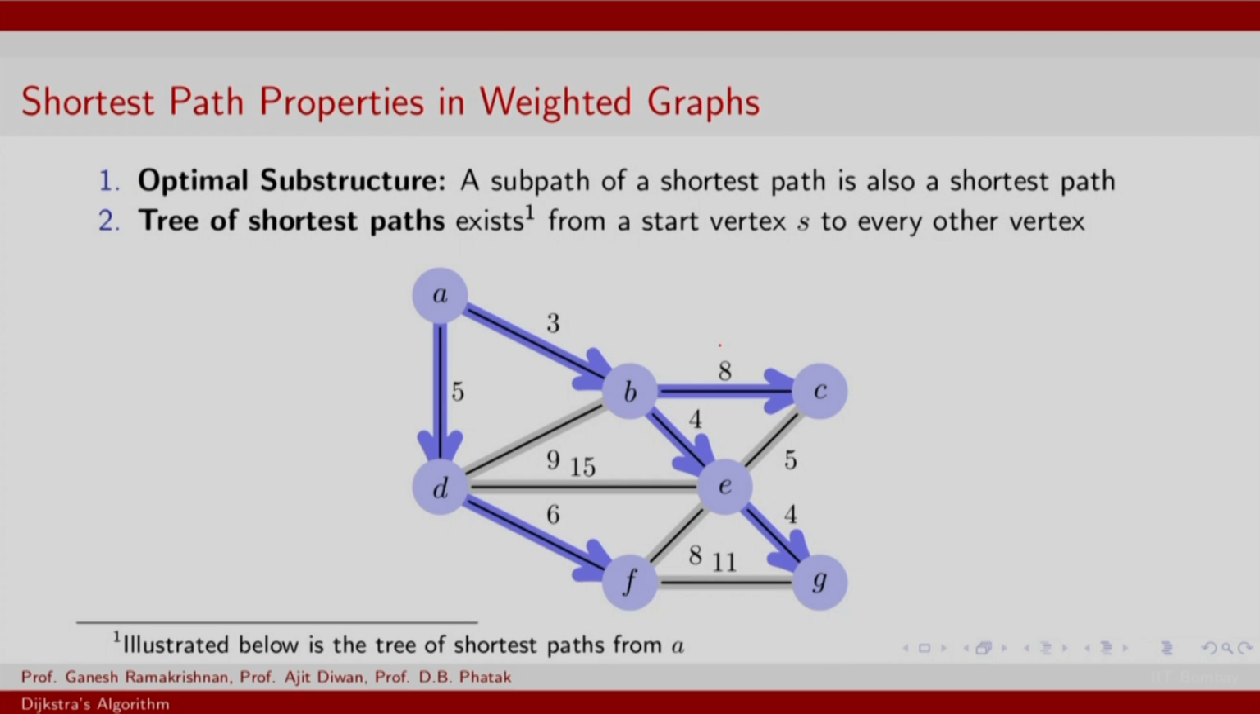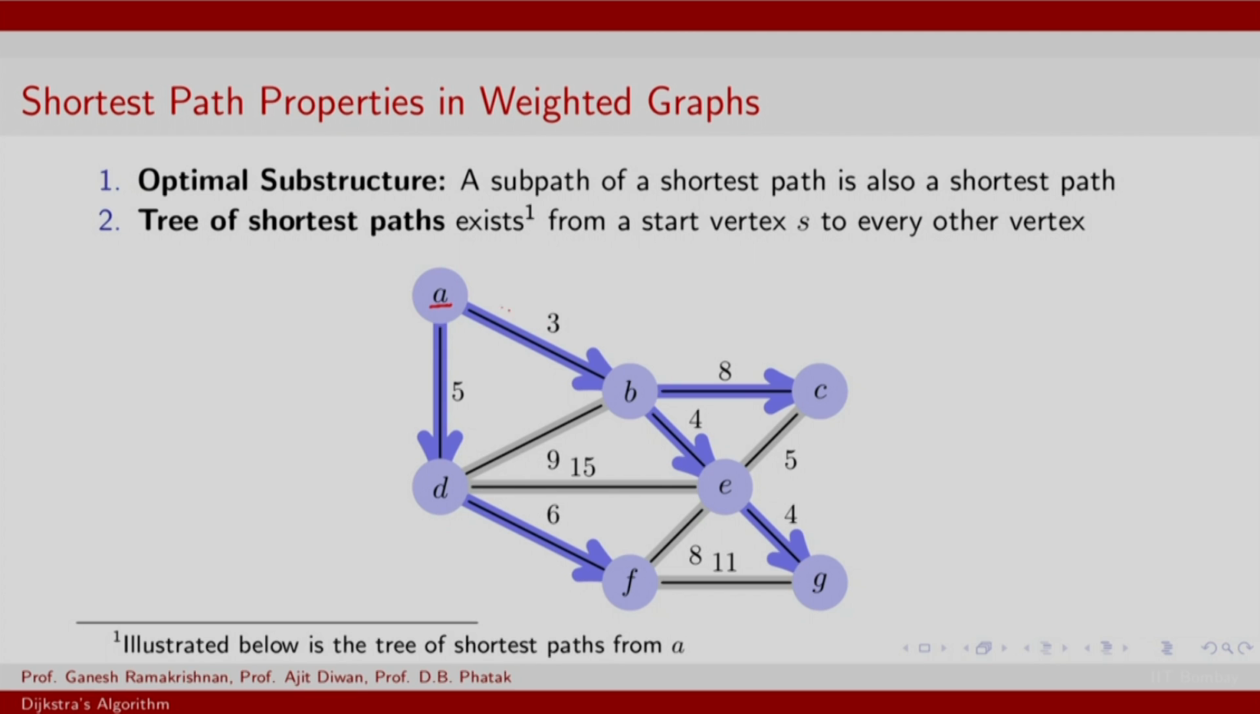Two specific properties that we would like to exploit are as follows. Optimal substructure. Given the path between A and G, what we would like to discover is subpaths, and you would like the subpaths to also correspond to shortest paths. So a subpath of a shortest path is also a shortest path. In fact, starting with a source node A, we can show that a tree of shortest paths exists from any start vertex S to every other vertex.